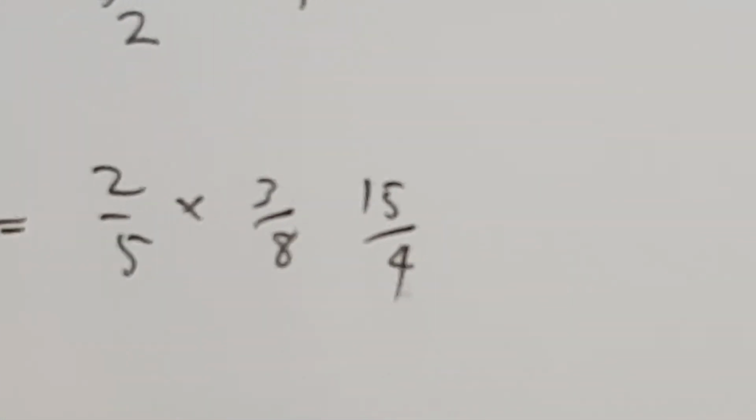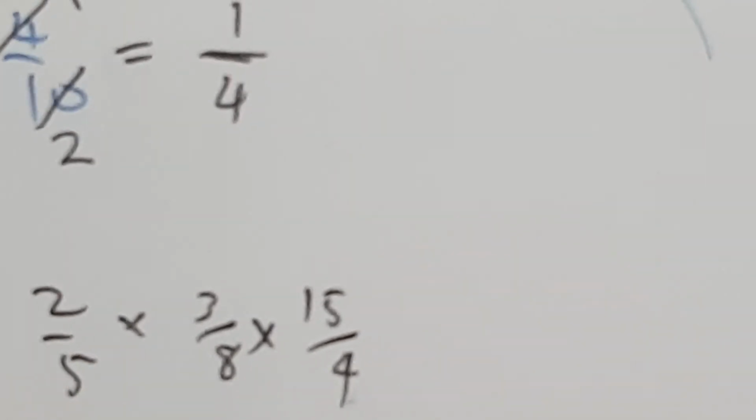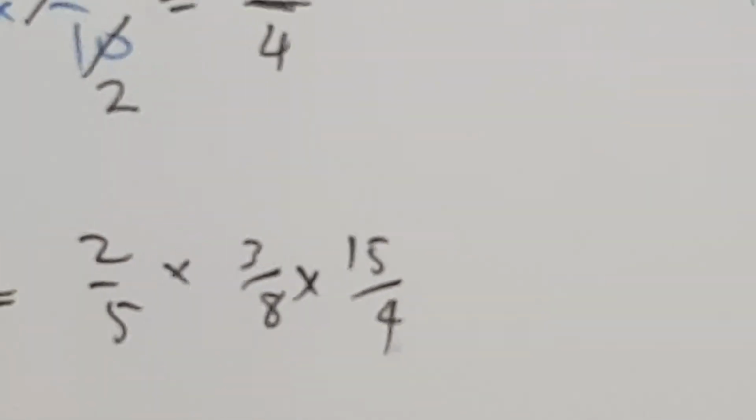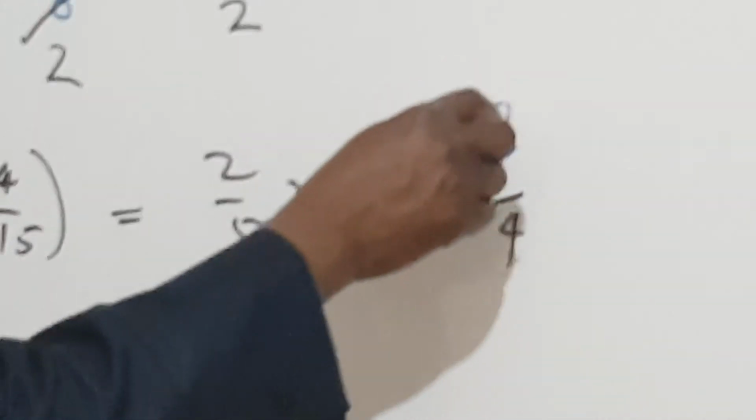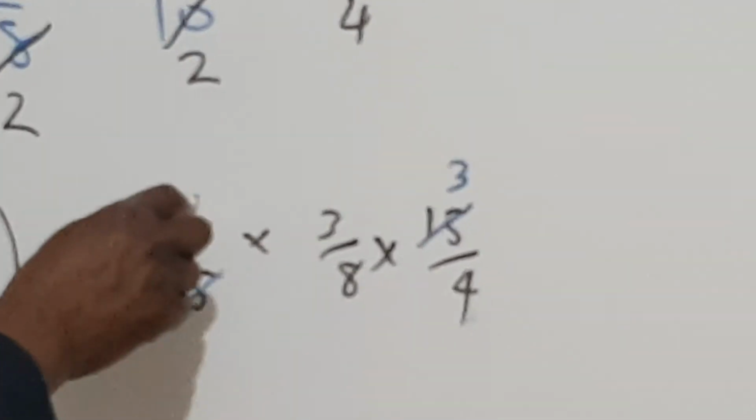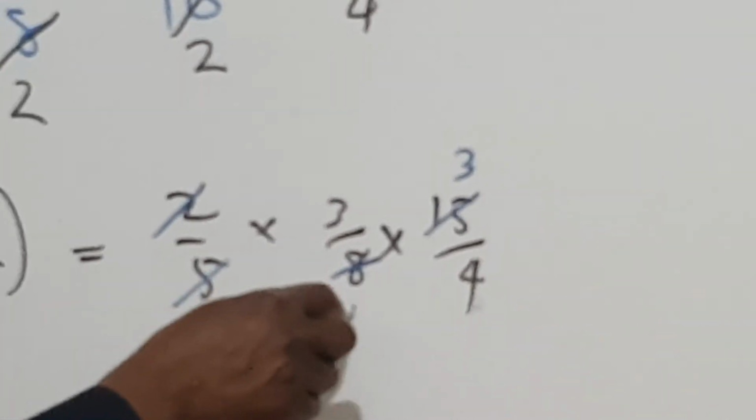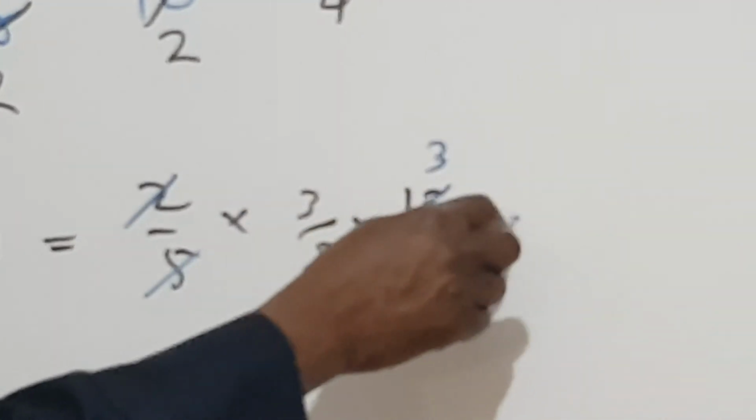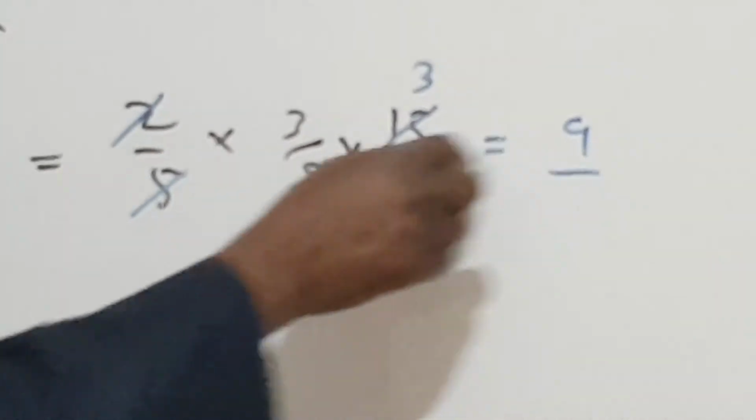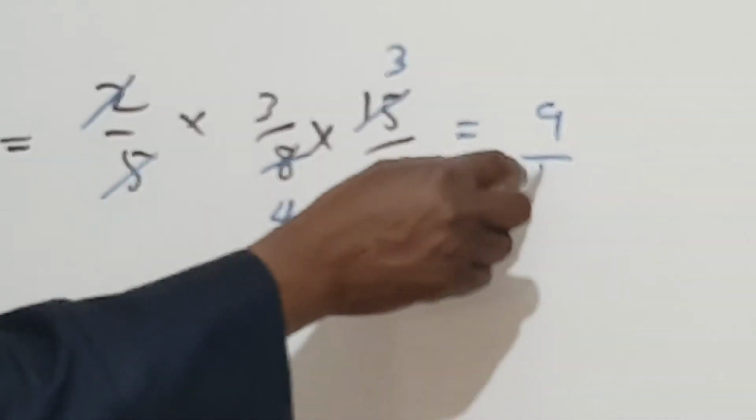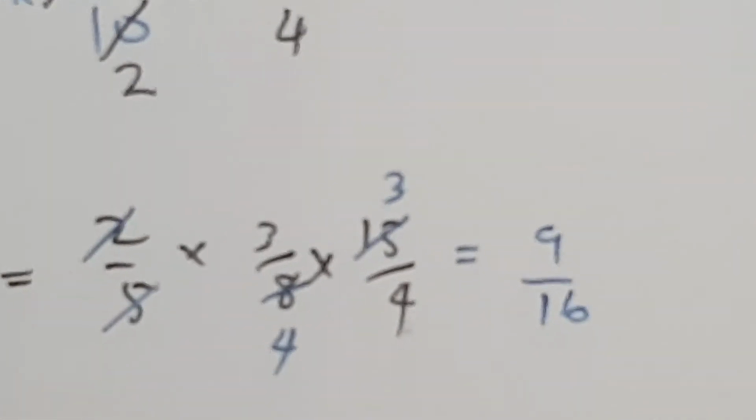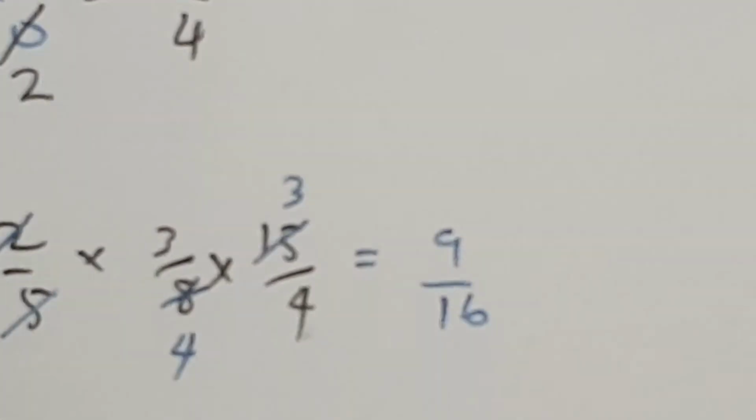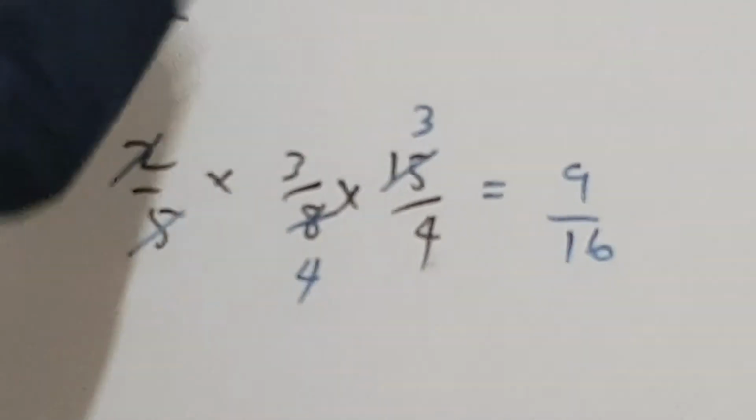Got it? Now we can do our cancelling. Okay? We can say 5 can go into 15 how many times? 3 times. 2 can go into this 4 times. So at the top you are left with 3 times 3, 9. At the bottom you are left with 4 times 4, 16. This is all what we have to know about. So we have seen how we do division before multiplication.